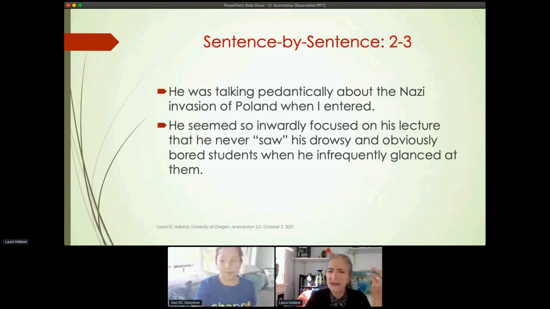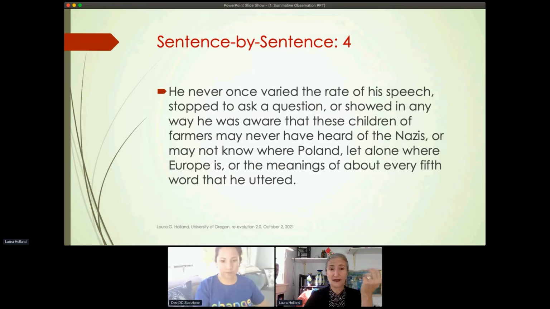Okay, that he saw his drowsy students and obviously bored students. Well, that's a judgment he's making. We can't know that for sure. When he infrequently glanced at them. Well, what's infrequent? Okay, again, that's going to mean one thing to one person and one thing to another. Right, that's the implication. He's not paying attention to his students. I agree, Santi. But I think that there are different ways that we can go about dealing with when we see somebody doing something like this.